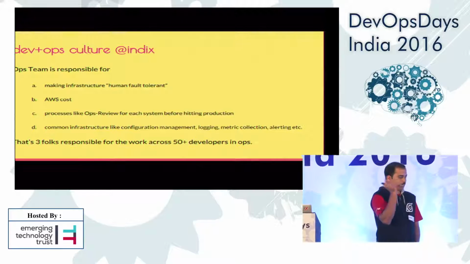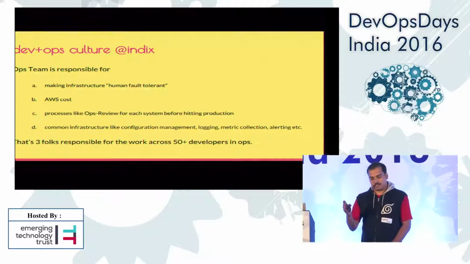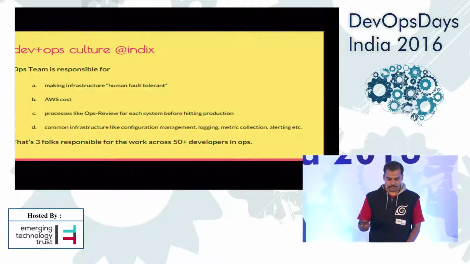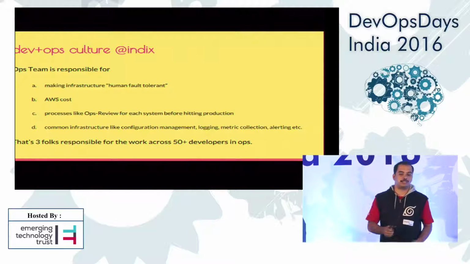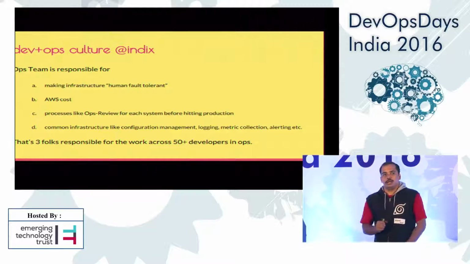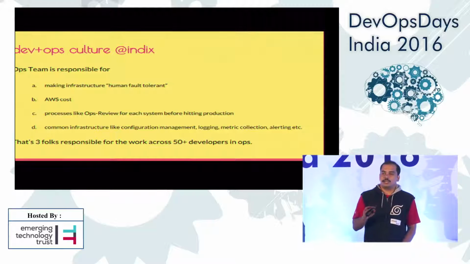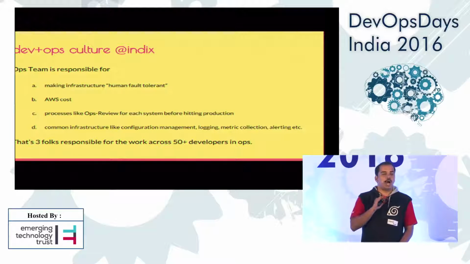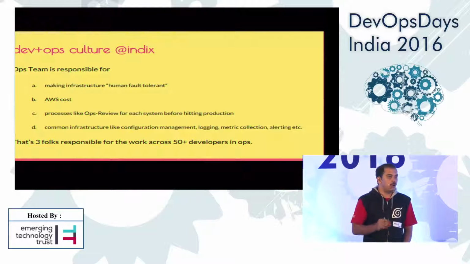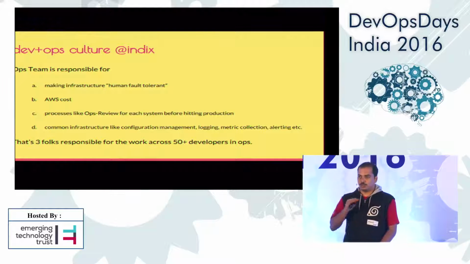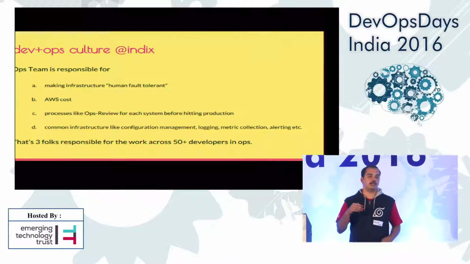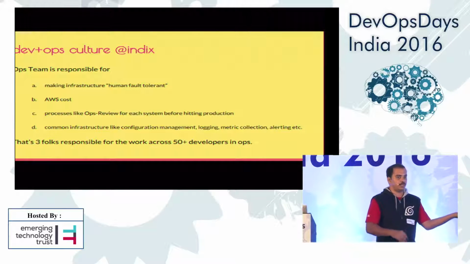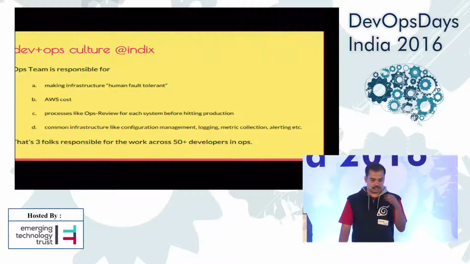While the developers do all that, the general question people ask me is, what does your operations team do? So we work on what is called making our infrastructure human fault tolerant. Human fault tolerant means it's super hard to make a mistake, or if you have made a mistake, it's super easy to fix, either using a revert mechanism or proper backups in place where you can automatically roll over and fix those things.